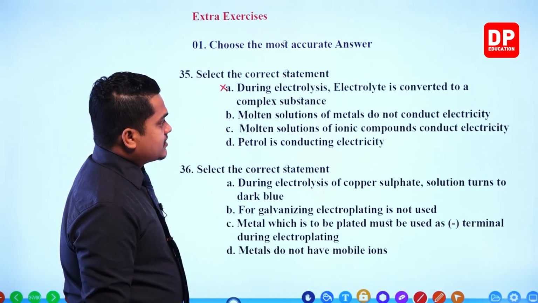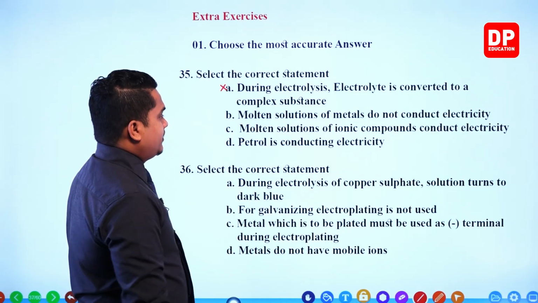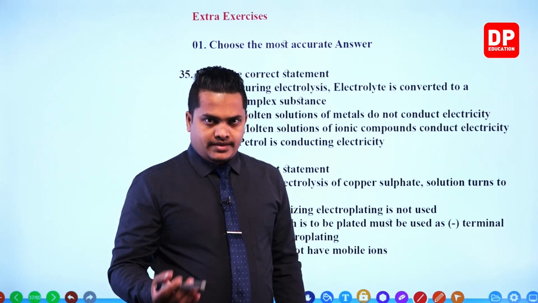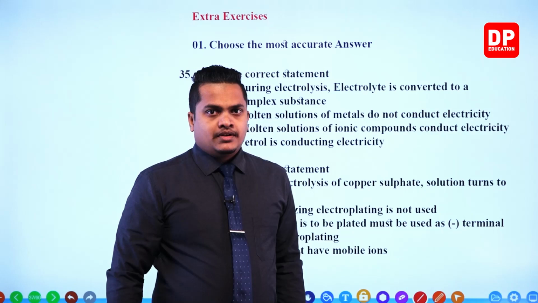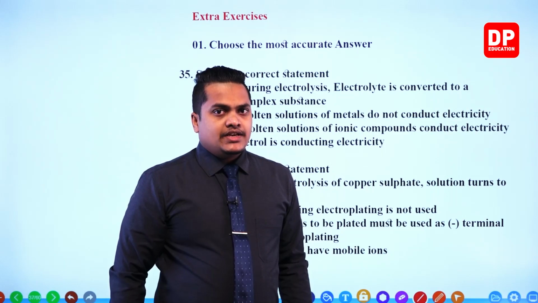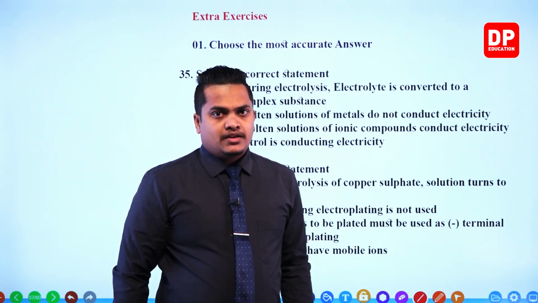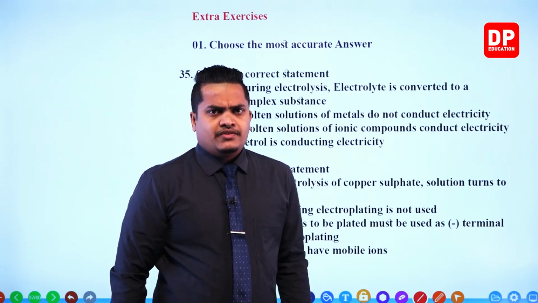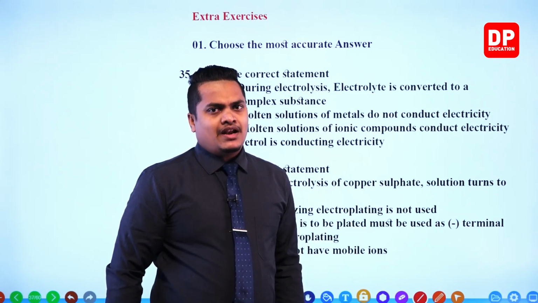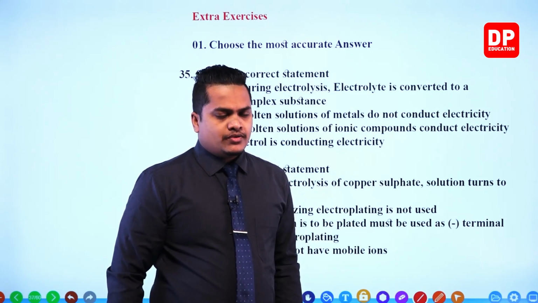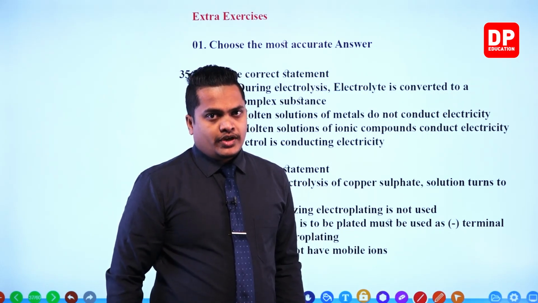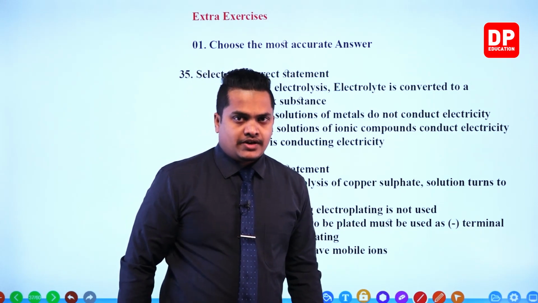Molten solutions of metals do not conduct electricity. Incorrect. Molten solutions of metals can conduct electricity, no problem at all. We can observe a metal which is in the liquid state at normal room temperature, that is mercury. Mercury is a good conductor of electricity. Even though it is a liquid, it is a good conductor because it has mobile electrons. Each and every metal has mobile electrons. No matter the state, metals are good conductors of electricity.